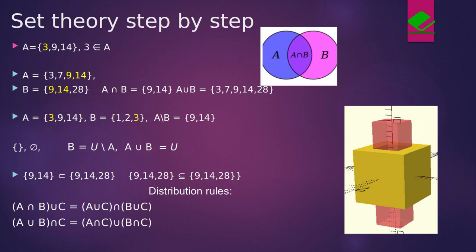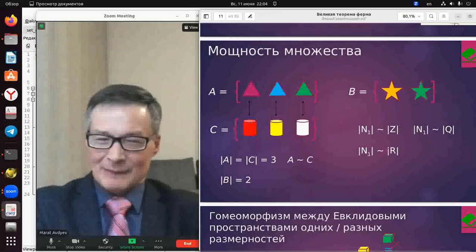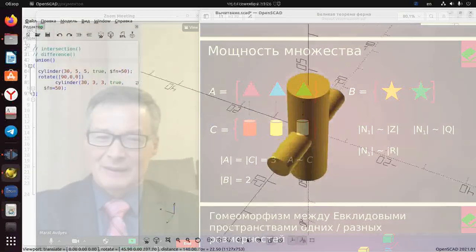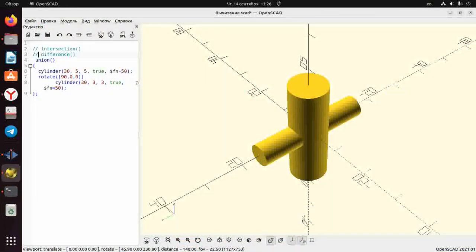In the Euler-Venn diagram, the universal set corresponds to the whole rectangle. This is the set A. And this set is the complement of A, but only numbers. Let's move on to the three-dimensional expression. 3D modeling offers great possibilities.